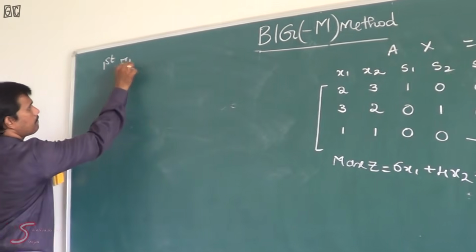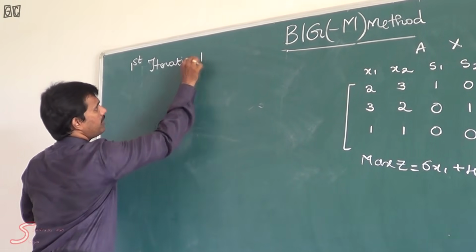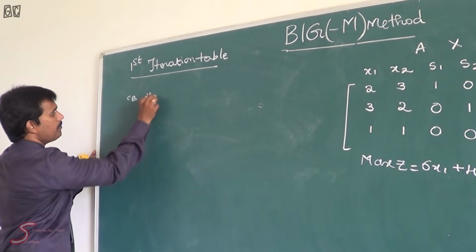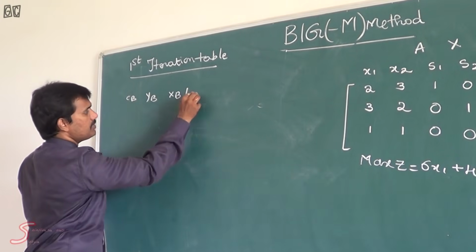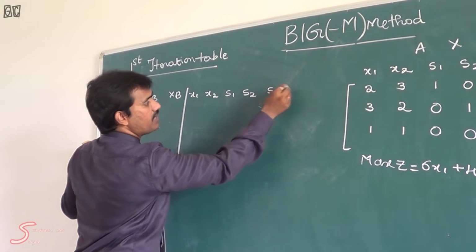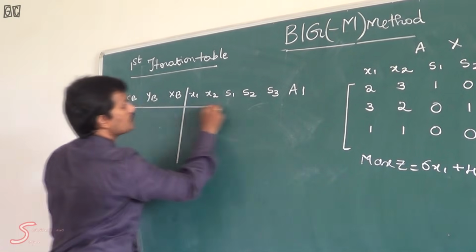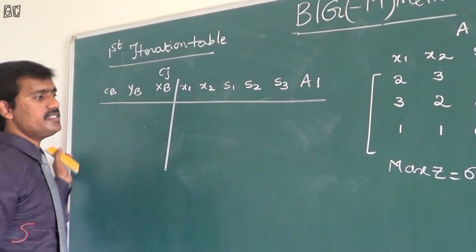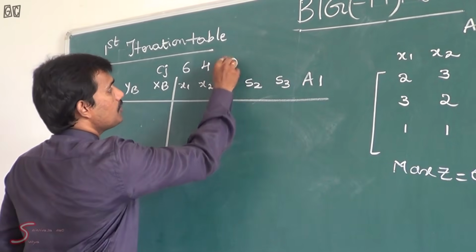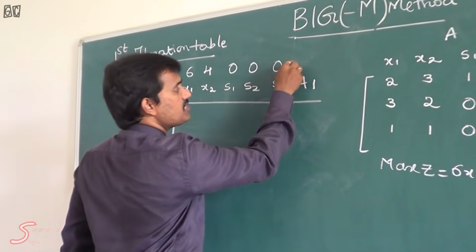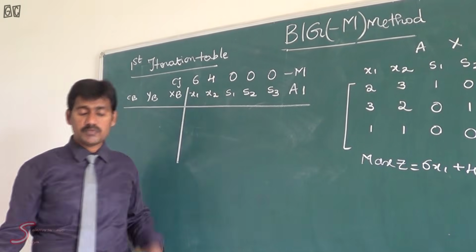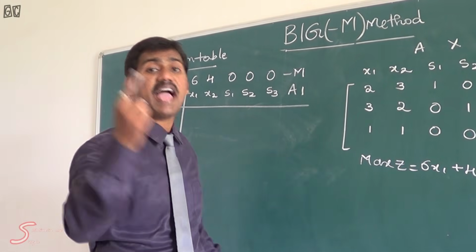In the first iteration table we have CB, YB, XB and variables x1, x2, s1, s2, s3 and a1. So we have CJ, which is the modified objective function. The cost of x1 is 6, then 4, again 0, 0, 0, and the introduced artificial variable cost is minus M. Now in the first equation, if you observe the constraints, we introduced slack variable s1.